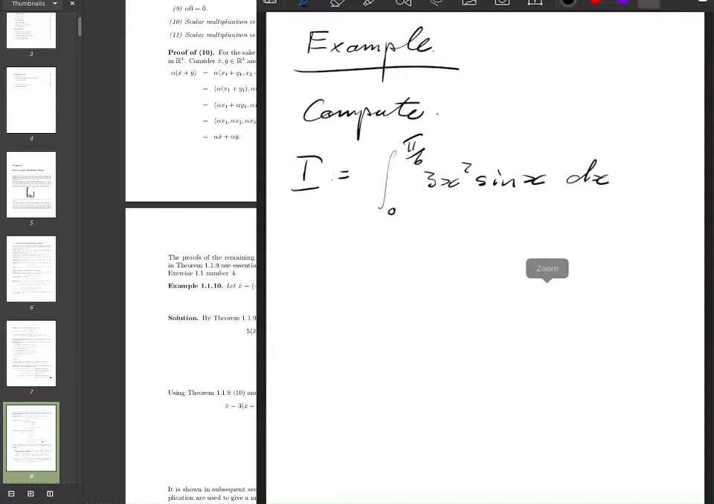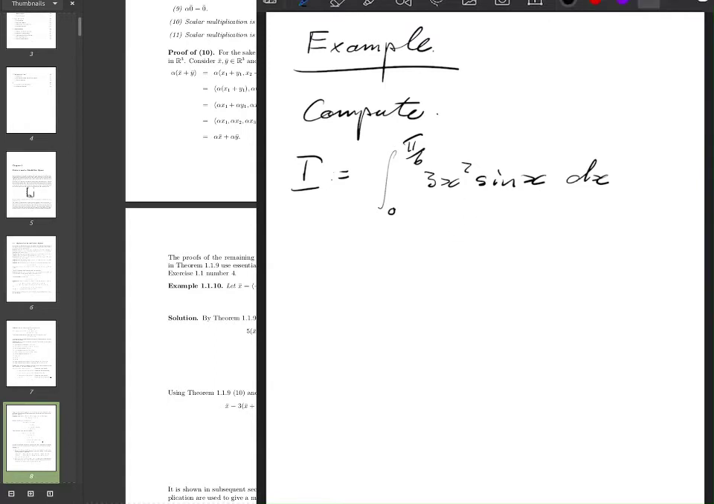So we see here we've got an x squared, and here we've got a sine x. And if we view sine x as a derivative of minus cosine x, and we transfer one of those derivatives to the other term, then this other term will become simpler. It will become 6 times x. And then let's see what happens.